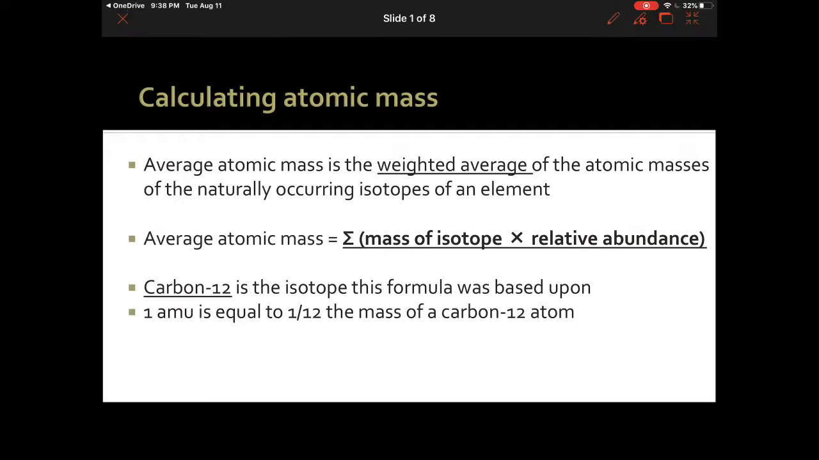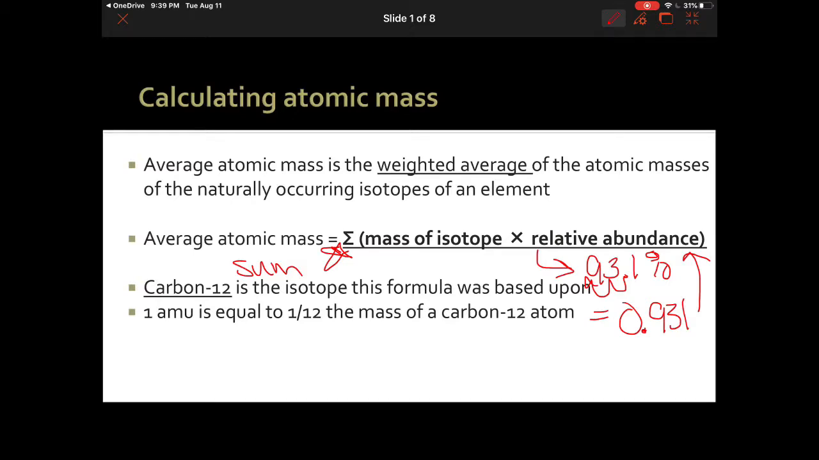So how we do this is we find the sum of the mass of the isotope times its relative abundance. This symbol right here means sum, meaning you add it all together. And relative abundance is the decimal form of a percent. So if it was 93.1%, to use the relative abundance, we're just going to move the decimal place 2 places to the left. So that would turn out to be 0.931 is your relative abundance.